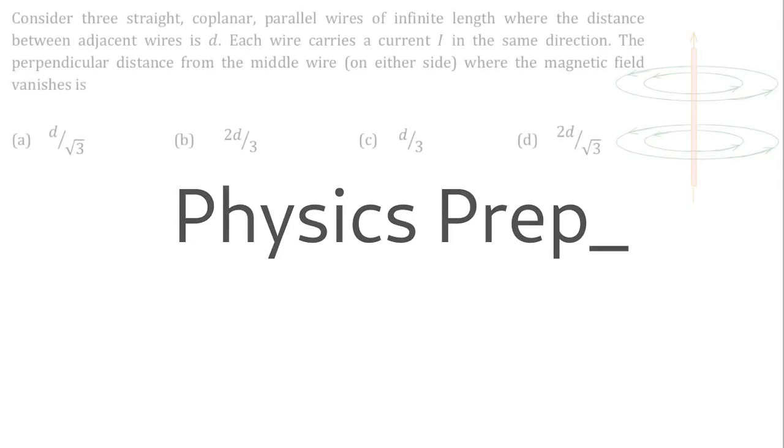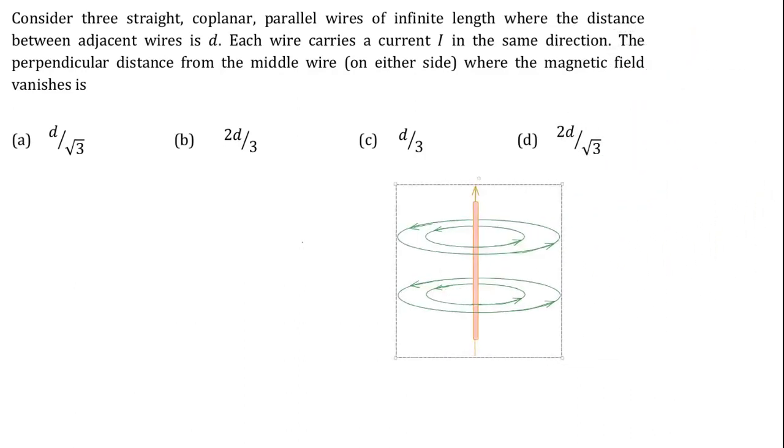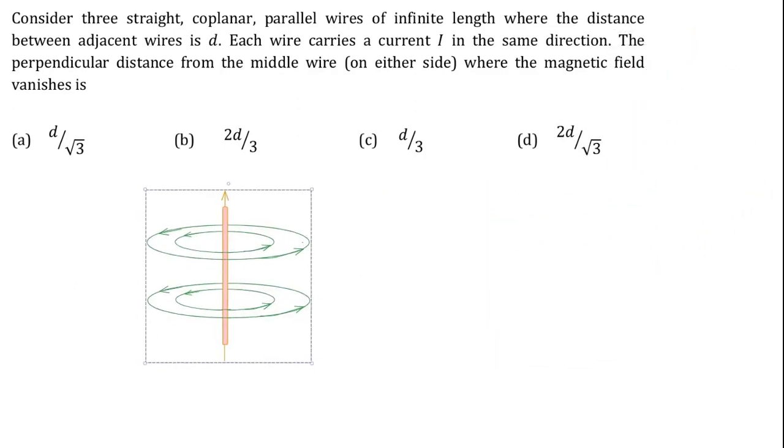Welcome to Physics Prep. This is a question from TATA-GS 2019 in which it tells us that there are three wires and we need to find the point where the magnetic field due to the wire vanishes. So first, let's take a single wire. Then, if there is a current I flowing through the wire, there is also a magnetic field around it.